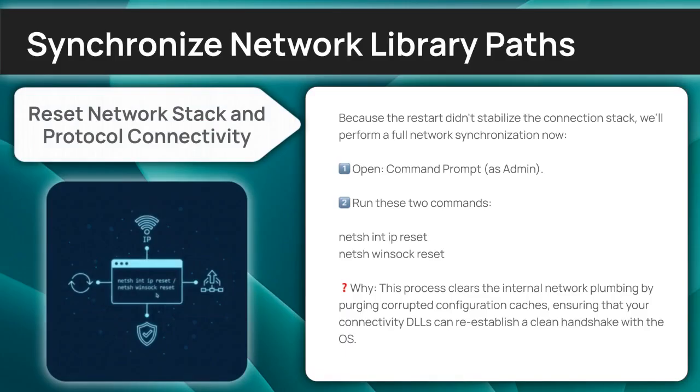Because the restart didn't stabilize the connection stack, we'll perform a full network synchronization now. Open command prompt as admin, then run these two commands. First, type netsh int ip reset, then hit enter. Second, type netsh winsock reset, then hit enter again.